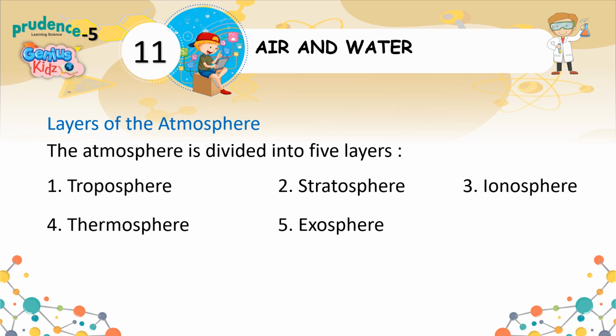Layers of the atmosphere. The atmosphere is divided into 5 layers. 1. Troposphere. 2. Stratosphere. 3. Ionosphere. 4. Thermosphere. 5. Exosphere.